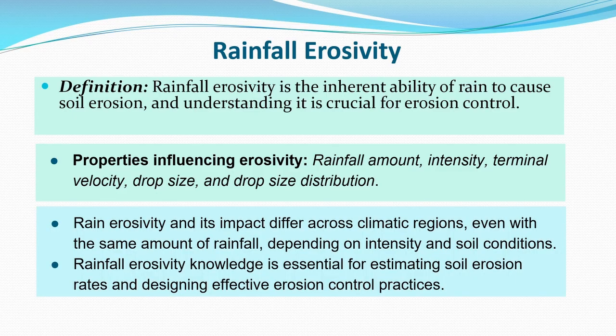Rainfall erosivity and its impact differ across climatic regions, even with the same amount of rainfall, depending on intensity and soil conditions. The rainfall could be the same, but depending on intensity and conditions, the impact will be different across various climatic regions. Rainfall erosivity knowledge is essential for estimating the soil erosion rate and designing effective erosion control practices.